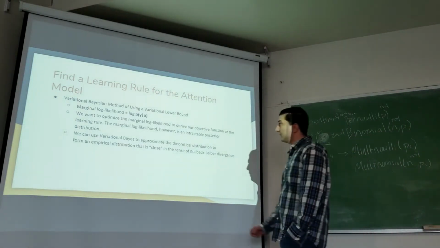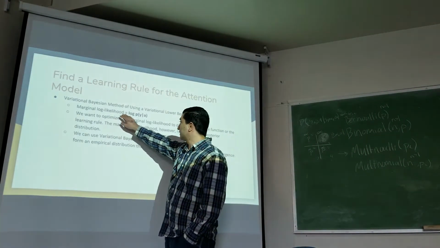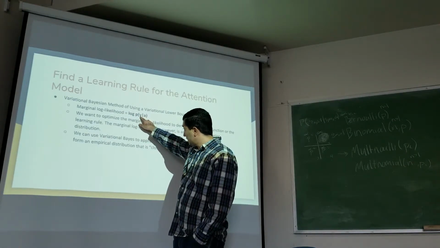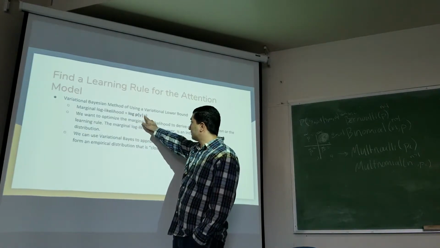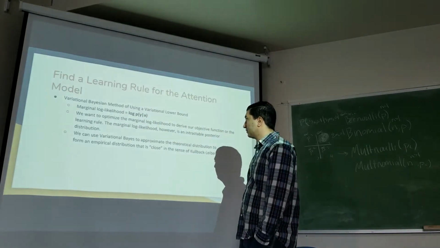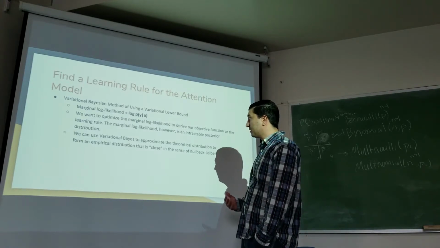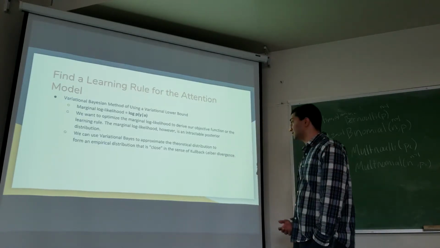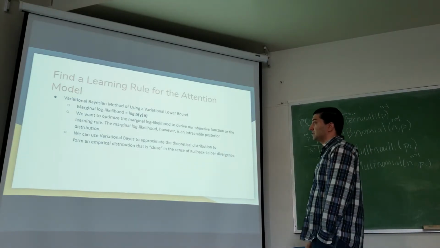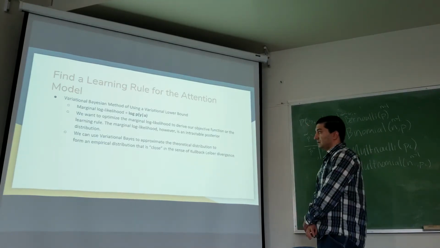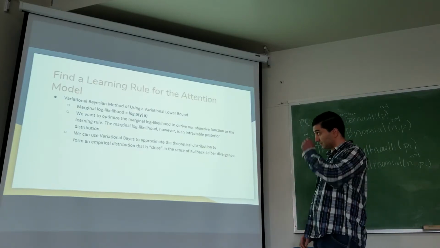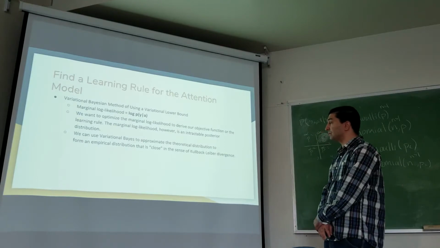So here's our learning rule. We have the marginal log likelihood. This is the log of the probability of y, the caption, given the annotation vectors, the set A. And we want to optimize this marginal log likelihood to get to our objective function, our learning rule. But this distribution is an intractable posterior distribution, so we're using Bayesian statistics here.